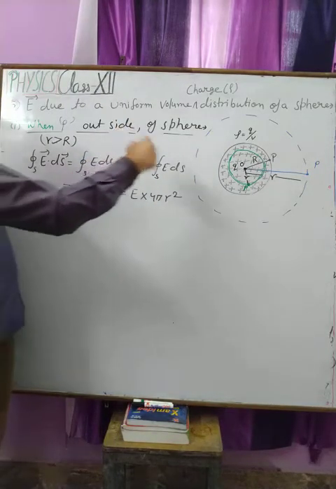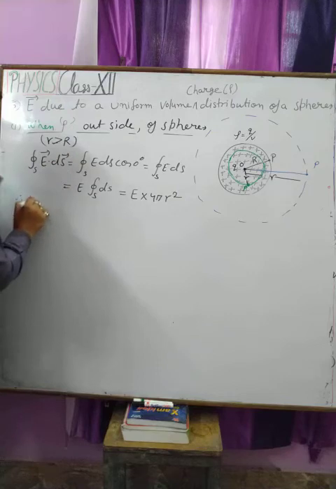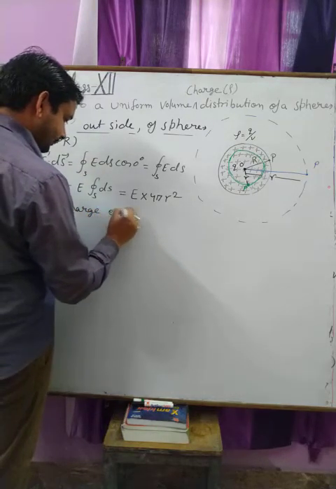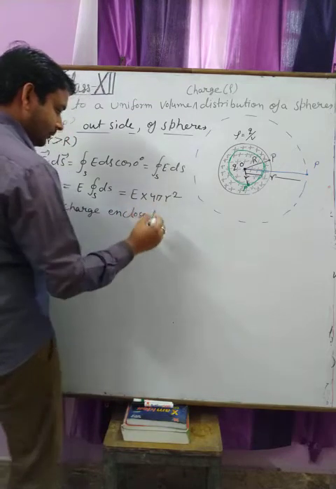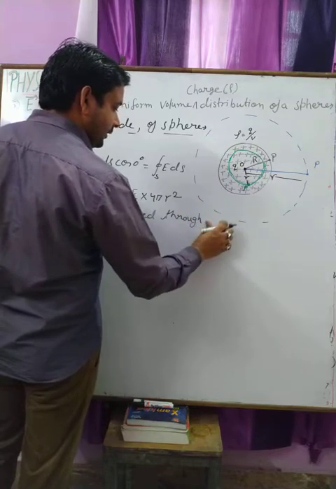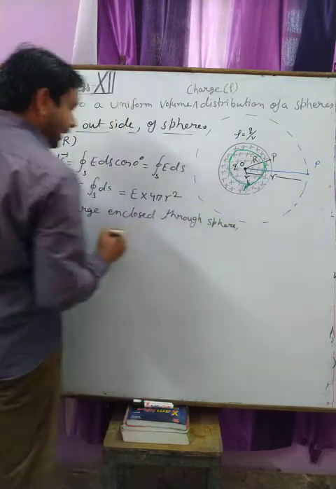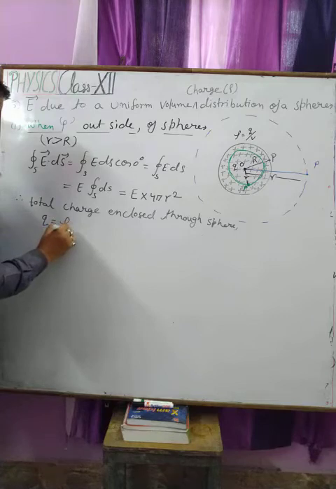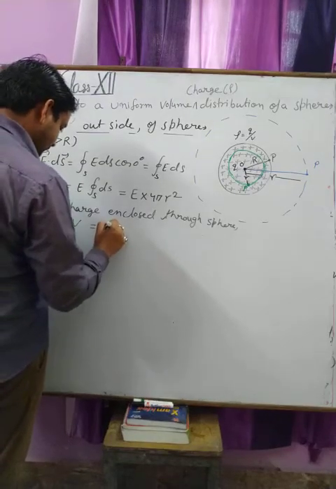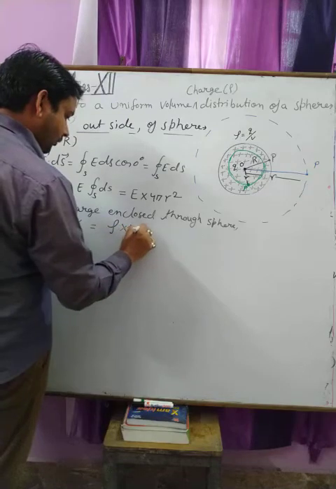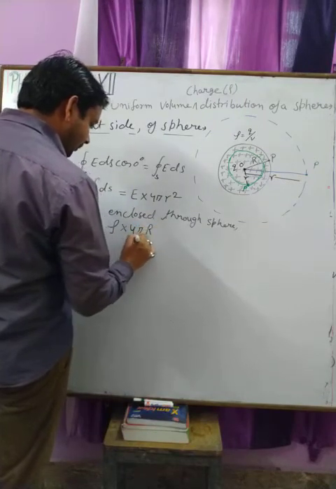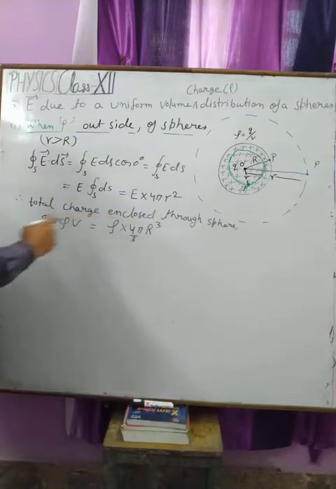Therefore, the total charge enclosed through the surface, the total charge enclosed through the sphere, that is Q is equal to rho V. We are using this result here, and for the value of V, in place of this we use 4 by 3 pi r cube. Okay, this is the volume of this sphere.